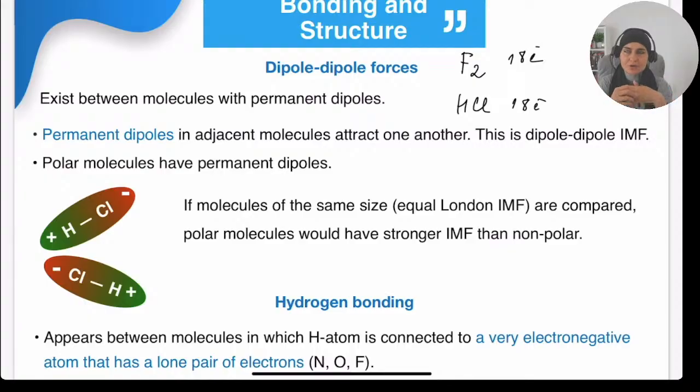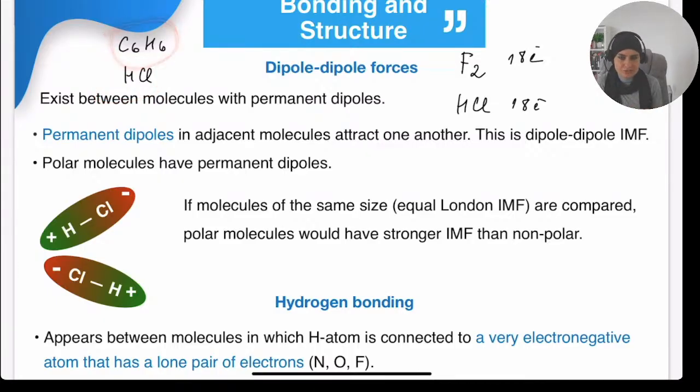Sometimes they would give you molecules of a completely different size. For example, they could give you a C6H6 molecule, and maybe an HF molecule, or an NH3 molecule. Let's say HCl, although I'm not sure which one would have a higher melting point. They would tell you that benzene, C6H6, has a higher melting point than HCl. Explain why. And then here everyone makes a mistake. They say that HCl has dipole-dipole forces and London forces.